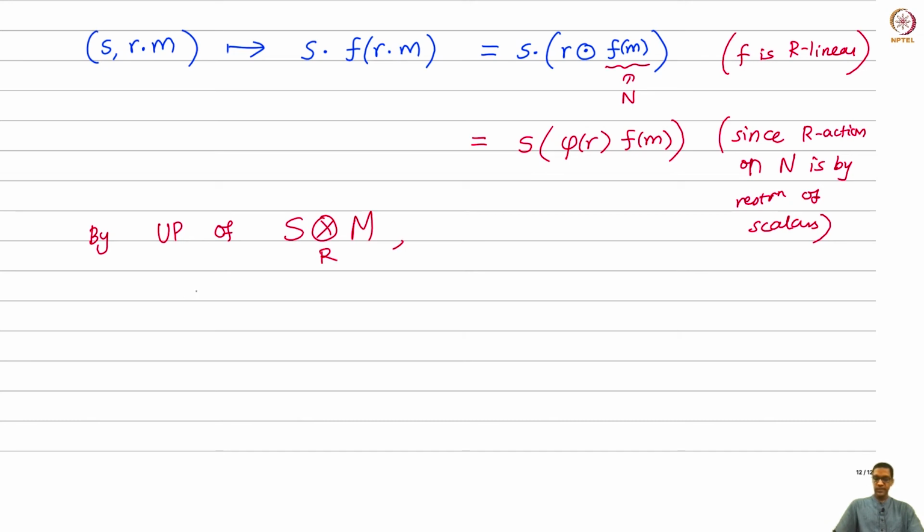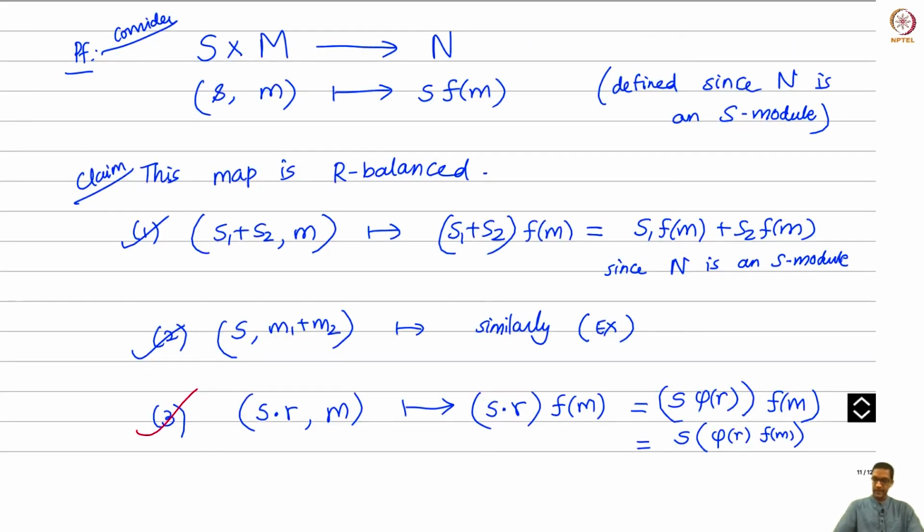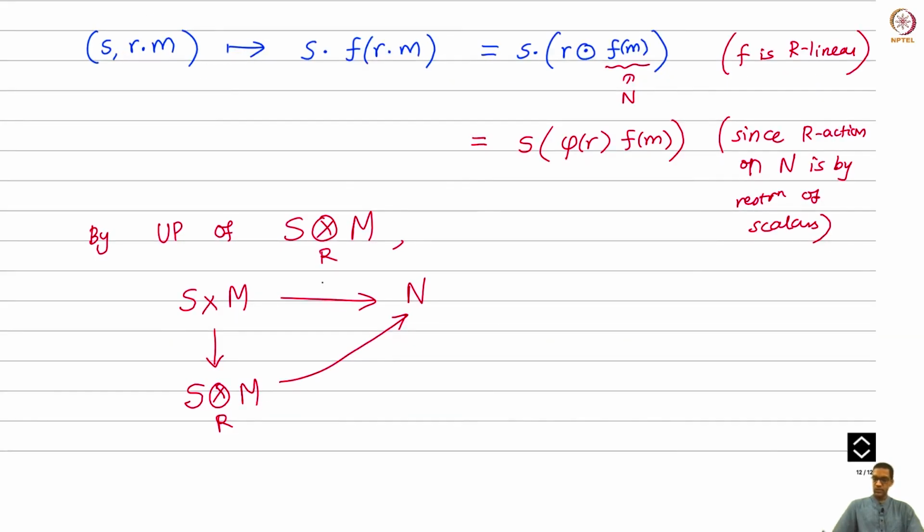what does it mean? It says that there exists a unique map from S tensor M to N. Okay, so we didn't give this map a name. Maybe we should have done that. So let's call this map G, and this map is G tilde. Okay, so there exists a unique what sort of map? Well, this is a Z linear map.